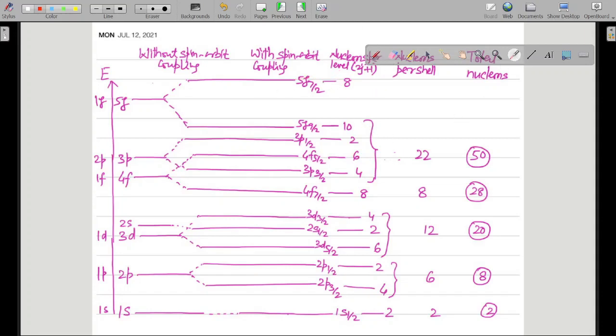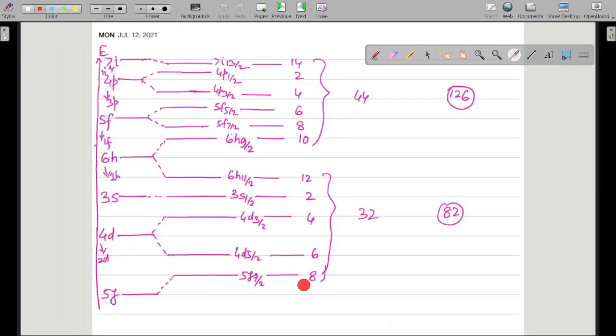Now up to here there are 22 nucleons. Up to here it was 28, so 28 plus 22 will be 50. Again a magic number is encountered. This has been written on the next slide once again, and 5G is there. So 2 into 7 by 2 plus 1 will be equal to 8.